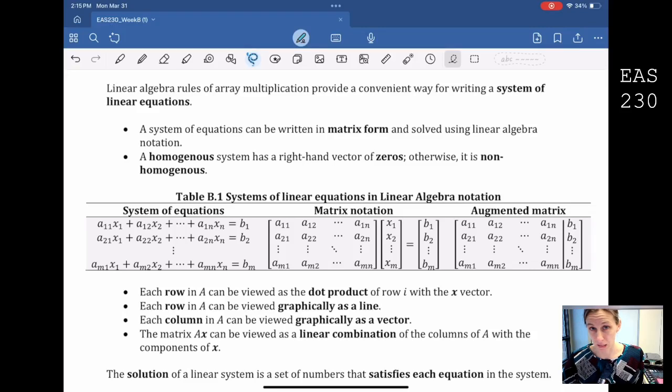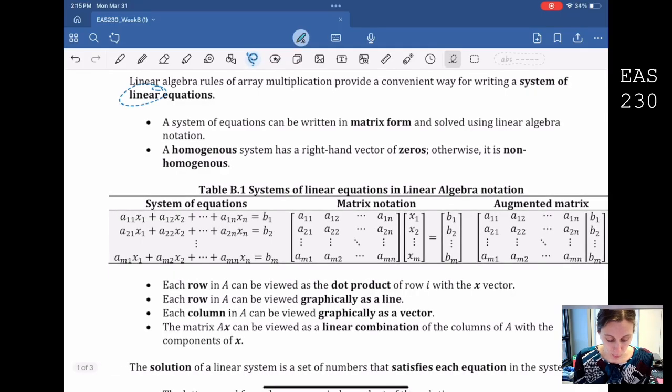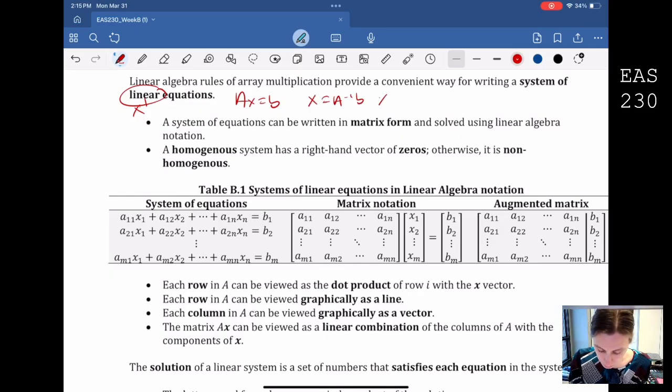We're going to spend a lot of the time in this class solving systems of equations. If you remember, linear algebra rules of array multiplication provide a convenient way for writing a system of linear equations. Linear meaning our highest power is x to the 1. Keep that in mind. And we have Ax equals b. We've already seen that the solution is A inverse times b. In MATLAB, it's A left divide b, and you'll be doing that quite a bit.